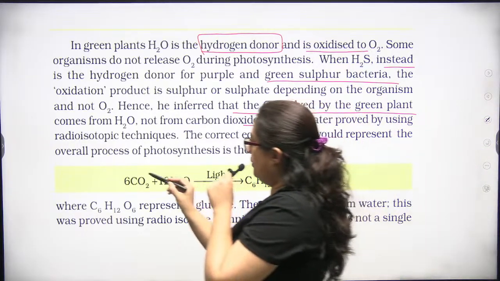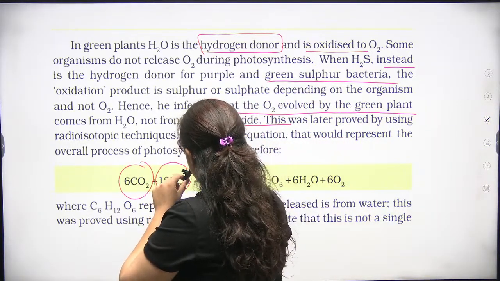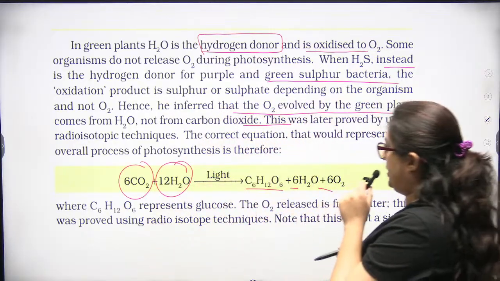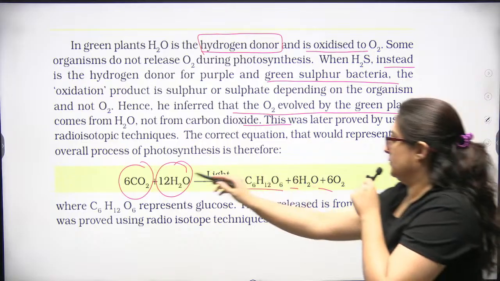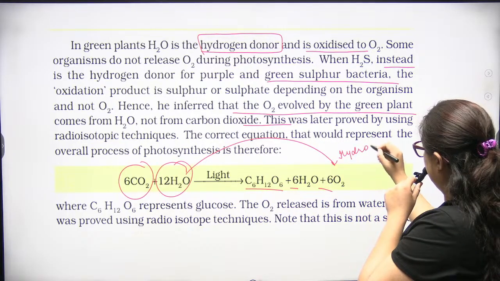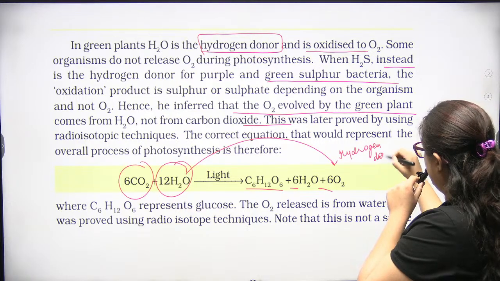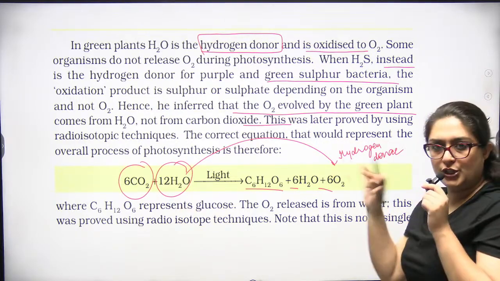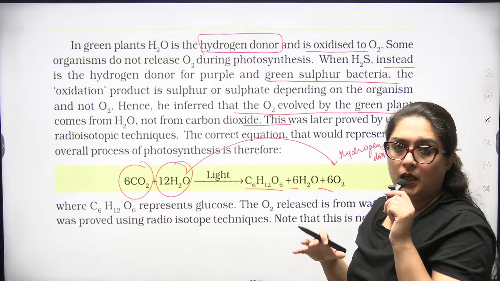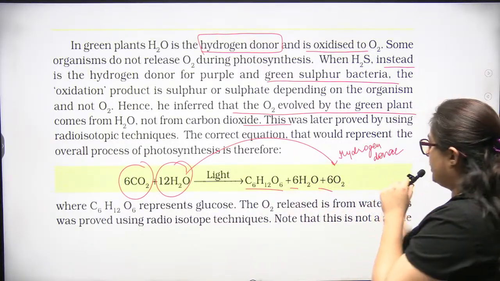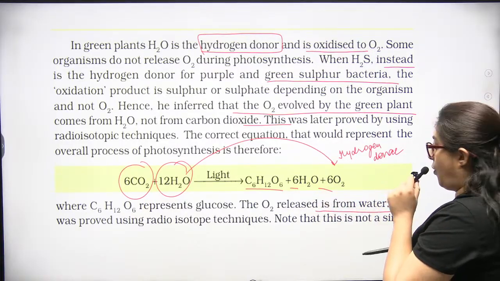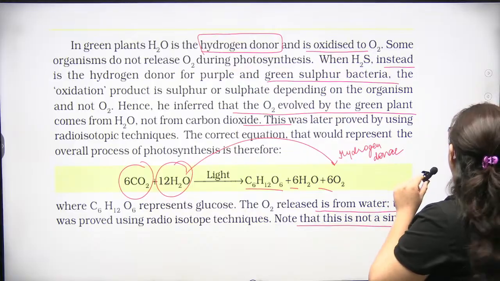So 6CO2 plus 12H2O, light, gives C6H12O6 plus 6H2O plus 6O2. Water is the hydrogen donor. Hydrogen is donated, so oxygen is released. C6H12O6 represents glucose, and glucose is stored as starch. The oxygen released is from water. This was proved using radioisotopes.